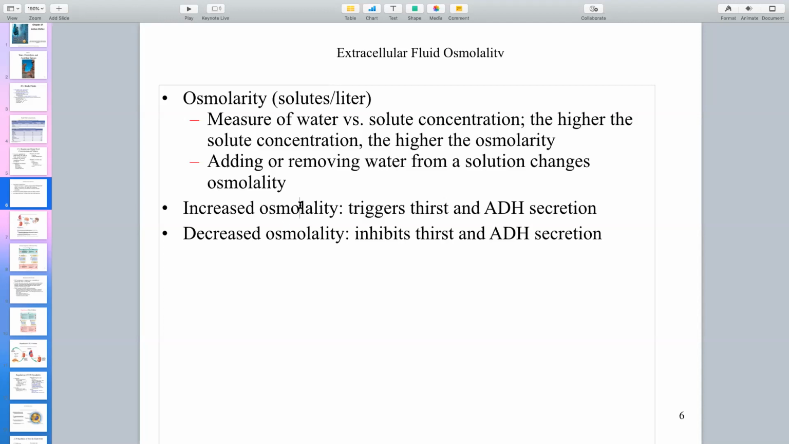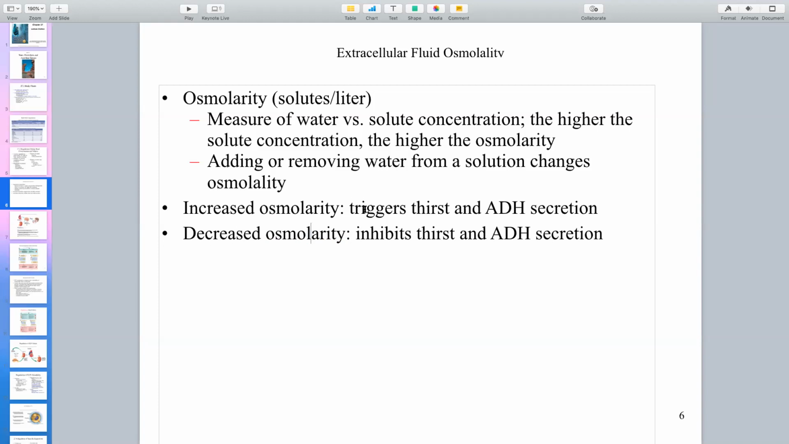Increase osmolarity. Yeah, I'm going to do this for everyone, guys. Increase osmolarity. Dang it. My brain is not working today. Actually, it is. My finger isn't working.